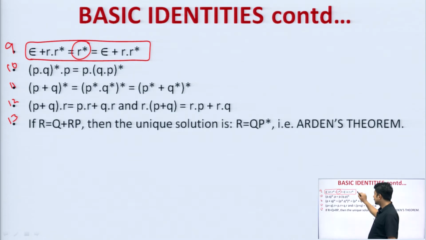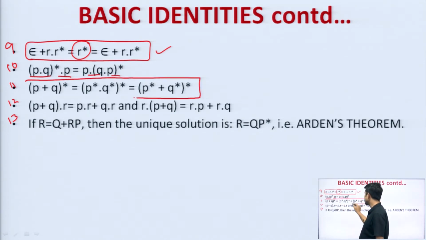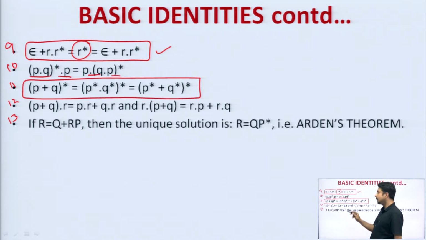Next comes p dot q whole to the power star dot p, we can also write like this: p dot q dot p whole to the power clean closure. Okay. It is just like a commutative one. Next, the 11th is a very important property which is being used. P plus q whole to the power clean closure equals to p clean closure dot q clean closure whole to the power clean closure equals to p clean closure plus q clean closure whole to the power clean closure.